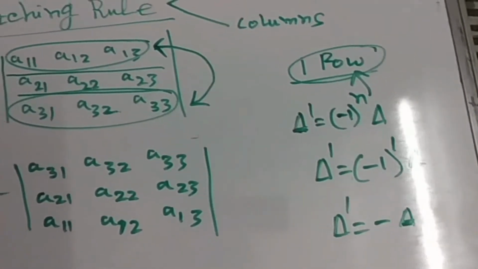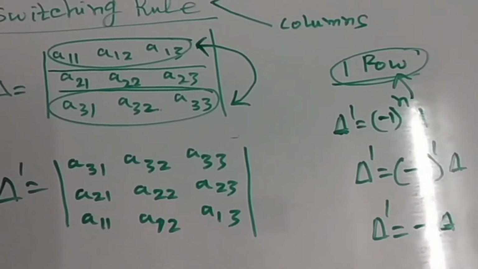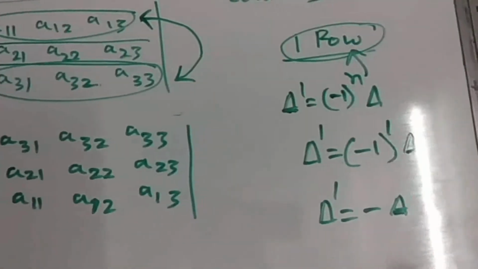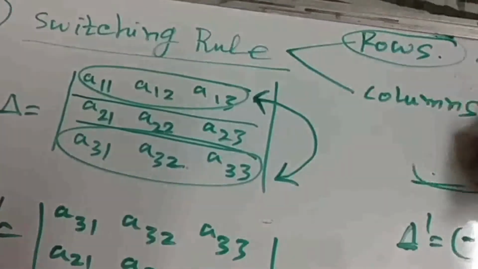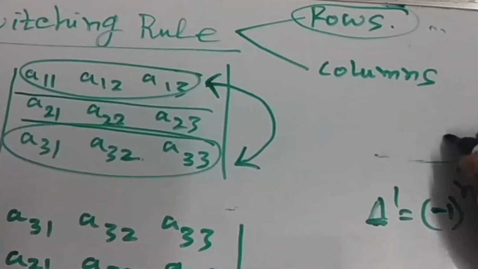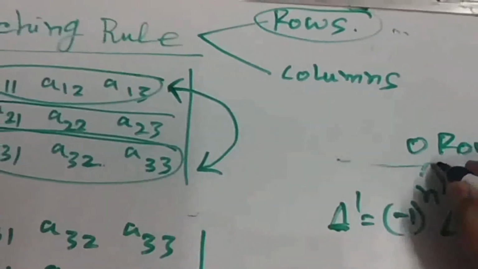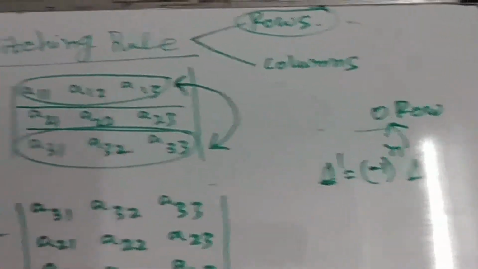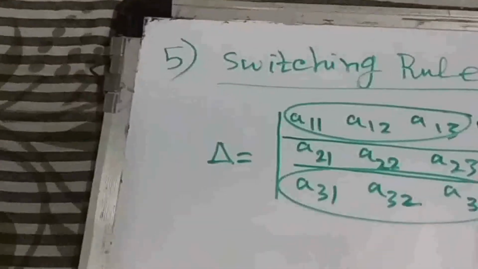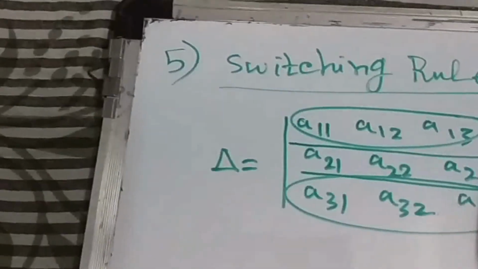Now, if you are jumping over zero row, jumping over zero row means actually it is not jumping, it is interchanging between two rows. Let me show you. Wait a minute. Jumping over zero row. So here what is happening? It is not like this. It will come here.